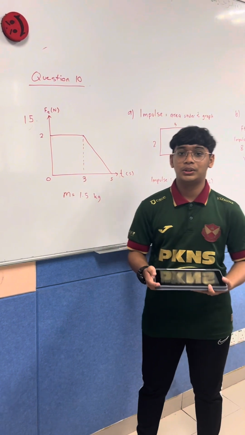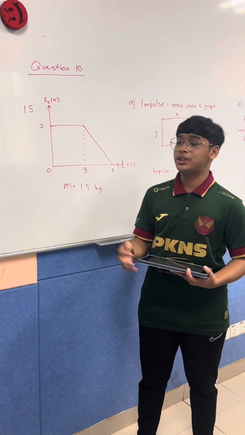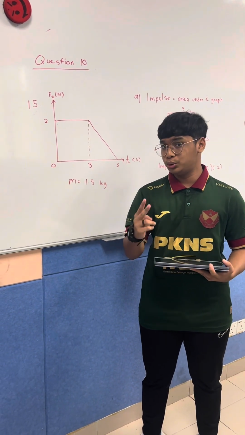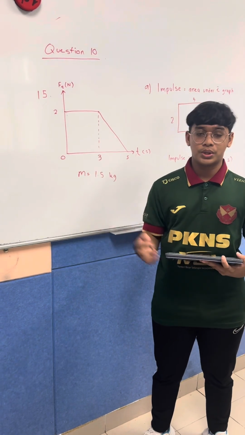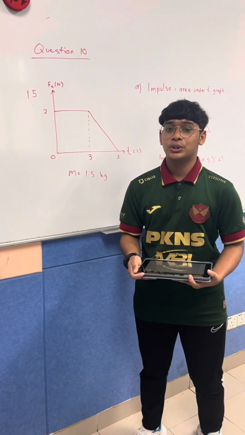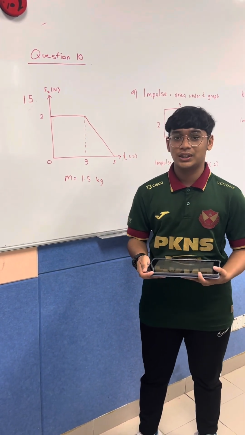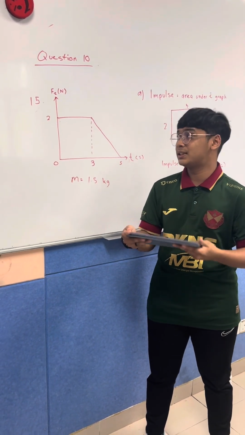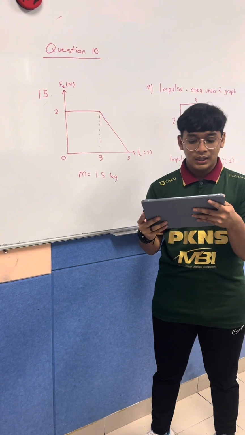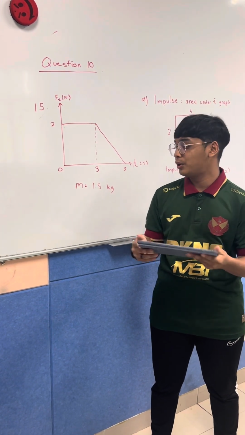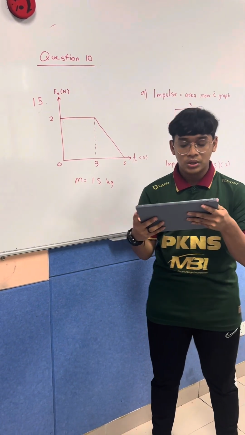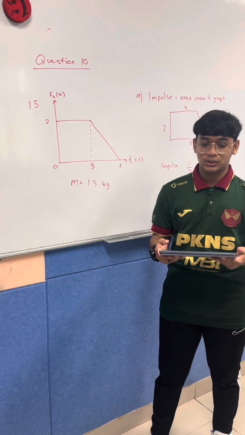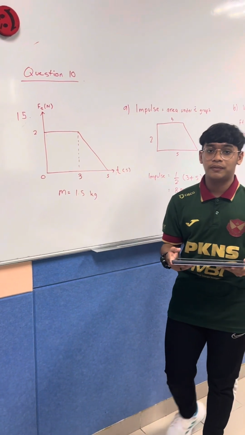So today I would like to explain question number 10, which is divided into two questions, question number 15 and 16. So let's look at the first question, which is question number 15. The function in the force versus time diagram in the figure acts on a 1.5 kilogram mass. The first question asks us to find the impulse of the force.